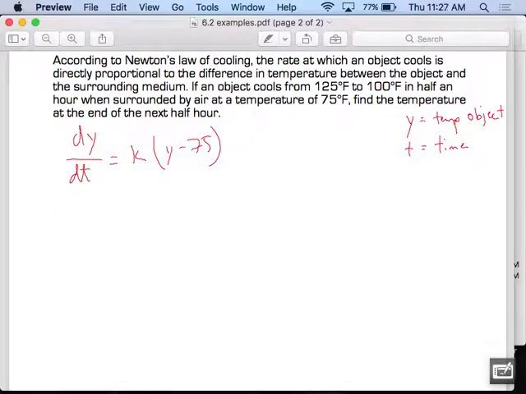Nope. Okay, that's the hard part. We'll come back to the other stuff in a second, that 125 to 100 and all that other fun stuff there. What's K again? Proportionality constant, which will eventually become our rate.